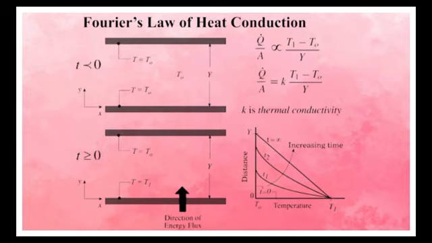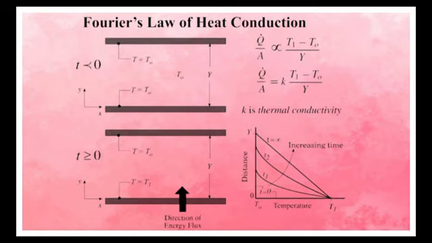Let us incorporate this thermal conductivity in the equation we studied earlier. Q by A equals k into (T1 minus T0) upon Y. This is the basic form of Fourier's law for one-dimensional steady-state heat conduction.